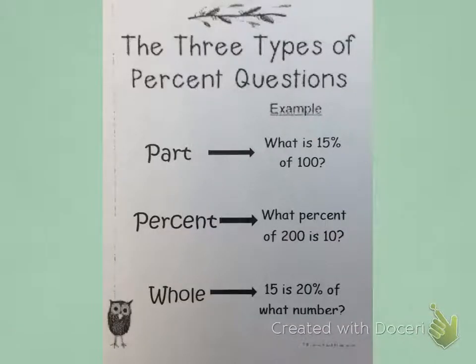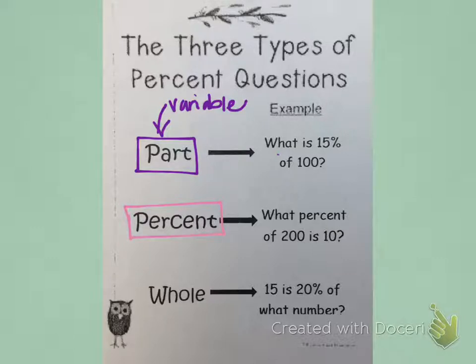So there are three types of percent questions. One asking for the part. When it asks for the part, it's going to say, what is 15% of 100, as an example. When it's asking for this, that is the variable in our proportion. So part, then we have our percent. We're looking for percent, so what percent? And then we have our whole. 15 is 20% of what number? Remember our percent fraction, of, that keyword of. That's where our variable goes.